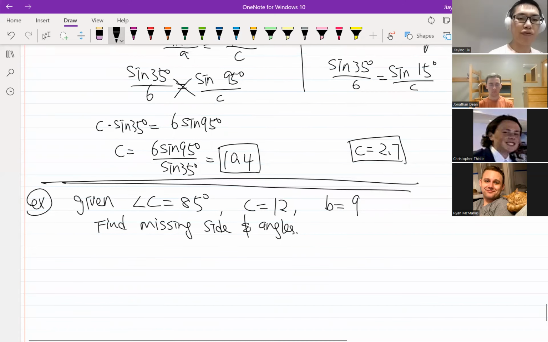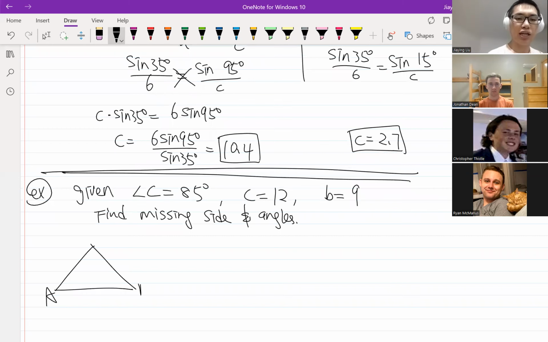I'm going to draw a diagram first. So this is A, B, C. And I know that angle C is going to be 85 degrees. The side opposite from it is 12. And the side opposite from B is 9. And then we can find this angle B first using the law of sines.